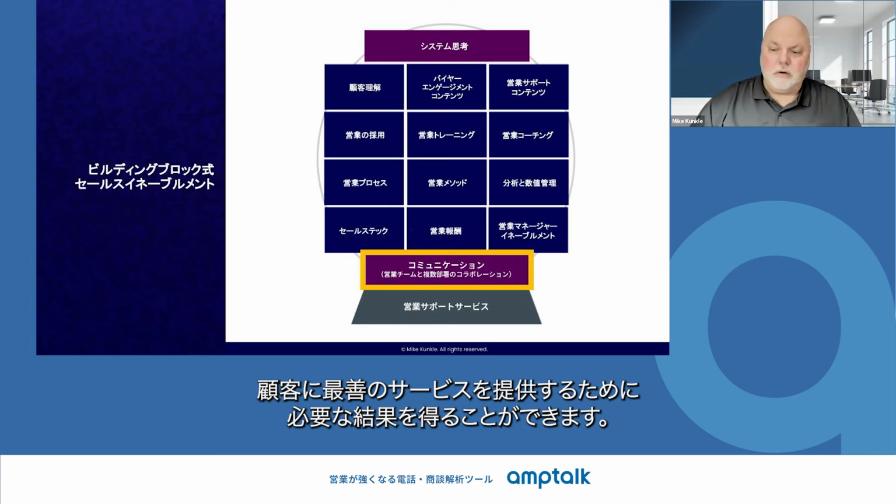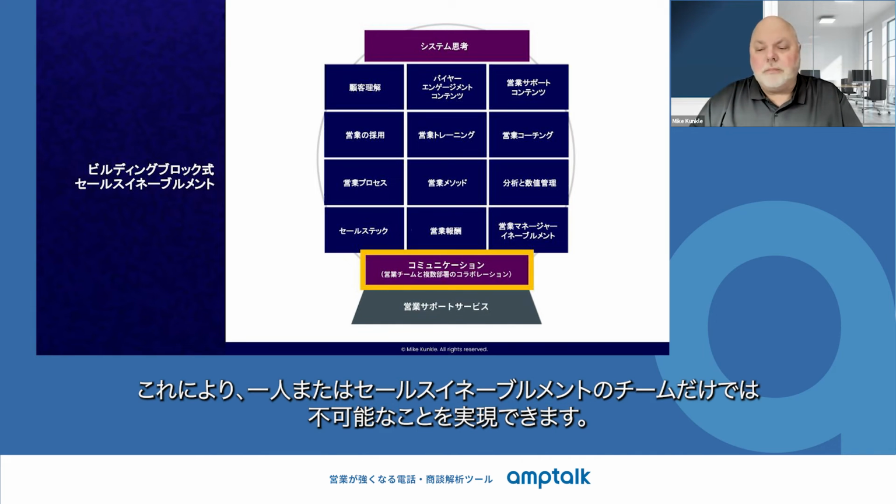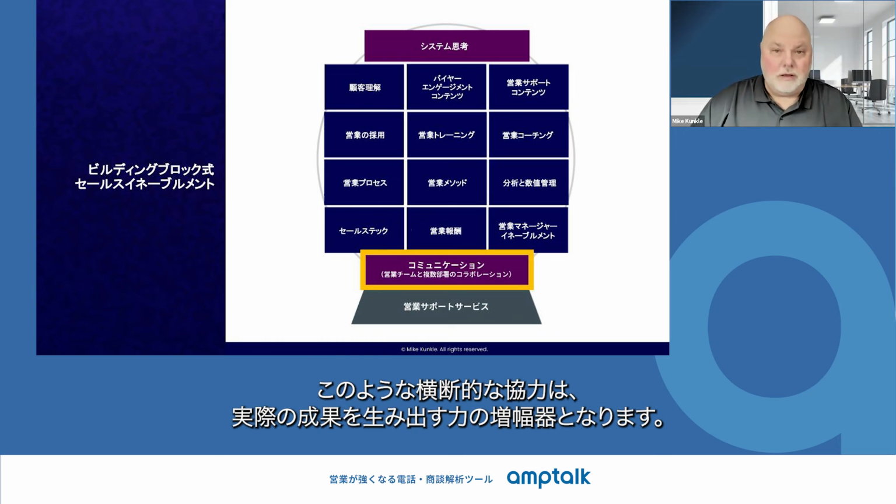Cross-functional collaboration with alignment through a charter and top-down support is absolutely key to align around your buyers and customers and how the organization will support the sales force to get the best possible results serving your customers. This expands your impact because one person or even a team in sales enablement can't possibly do everything that needs to be done. Cross-functional collaboration like this is a real force multiplier.